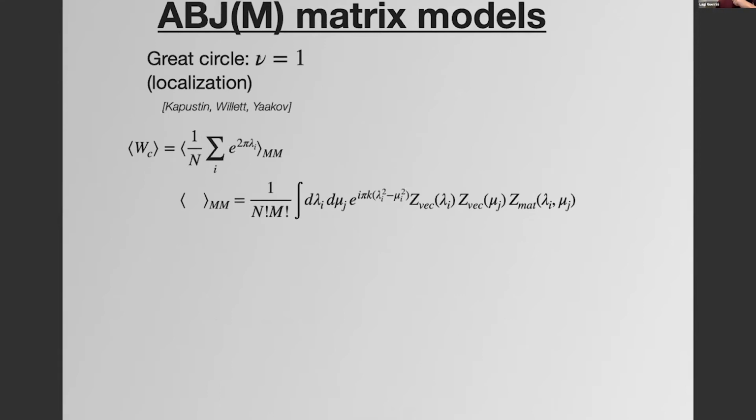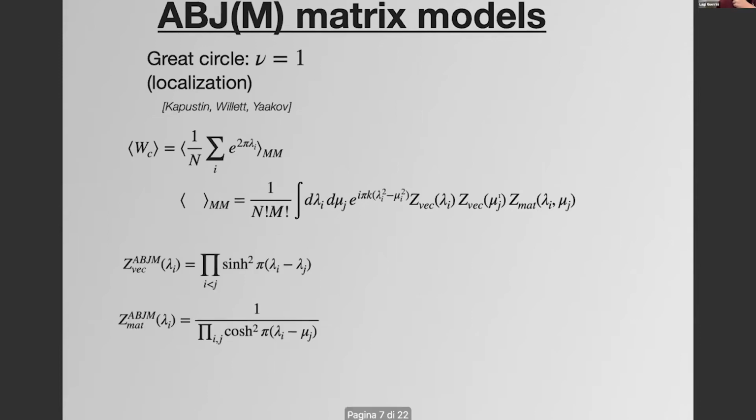So for nu=1, we recover the great circle. In this case, there's a well-defined localization scheme provided by Kapustin, Willett, and Yaakov. So the result amounts to inserting this exponential in the ABJM matrix model. Here we see the classical contribution and the one-loop determinants, which are, for the vector, this sinh squared, and for the matter, this cosh.